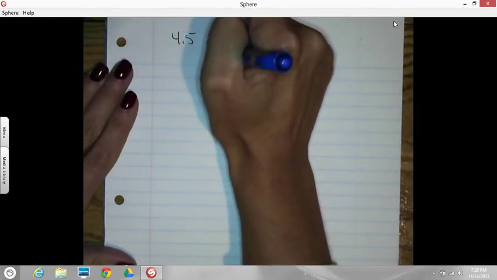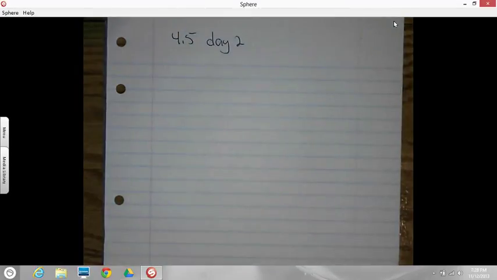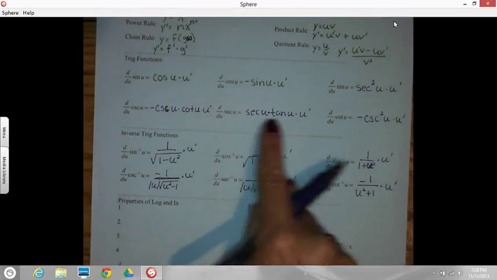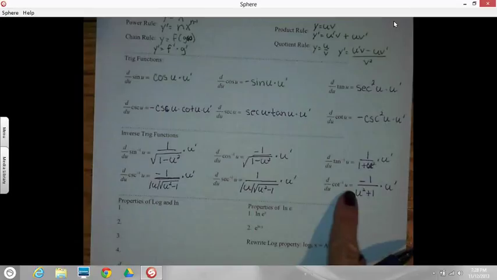Today, for 5 day 2, we're going to be using all of those inverse rules. So make sure your blue sheet is completely filled in with all of the trig derivative rules and all of the inverse trig derivative rules. Okay, so just examples today. Some are easy, some are challenging. We'll start easy.